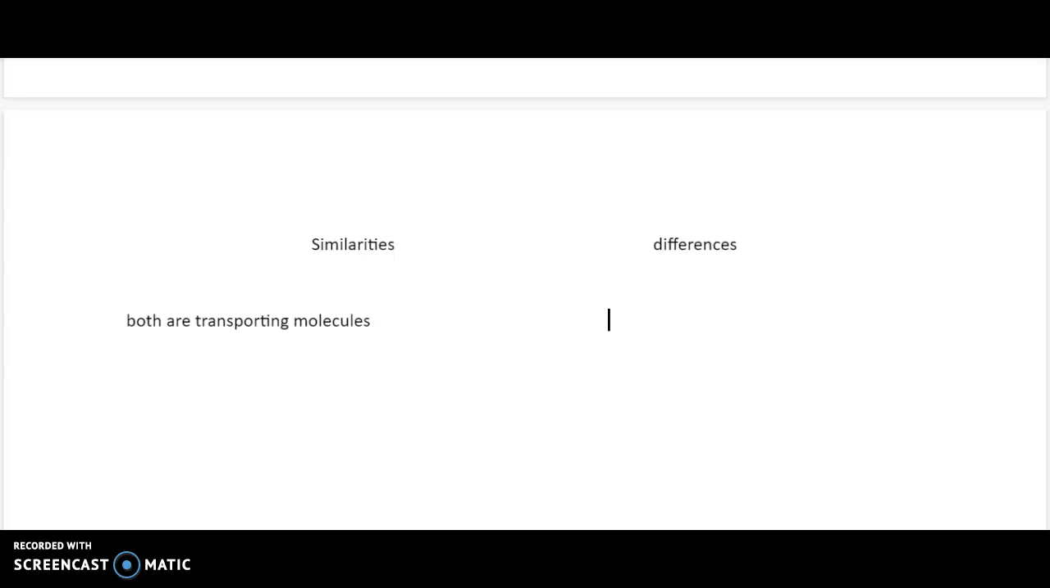Differences: endocytosis is moving in. Endo sounds like in, so endocytosis is moving in, taking particles in. Exocytosis sounds like exit. So if things are leaving the cell, it's exocytosis. So exocytosis is moving particles out of the cell.